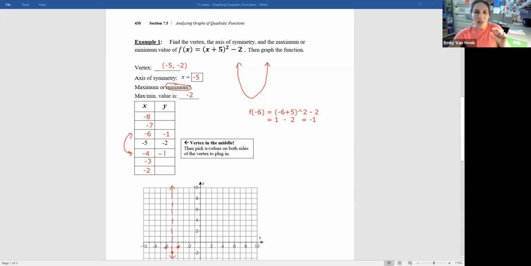All right, so you can see there's just 3 points at the bottom of the parabola. That's not really enough. So we should have at least 5 points. So I'm going to skip over the next two and just do negative 8 and negative 2. We'll do f of negative 8. So that's (negative 8 plus 5) squared minus 2. Negative 8 plus 5 would be negative 3. Squared would be 9. So 9 minus 2 should be 7.